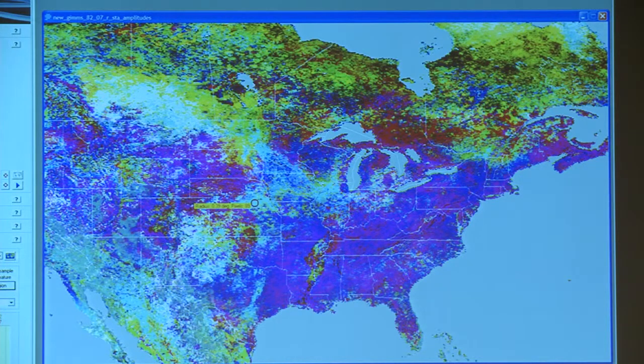So what's going on? Well, this area up in here is the St. Lawrence River Valley. It's got the same color. I know this area. I was born in Montreal.